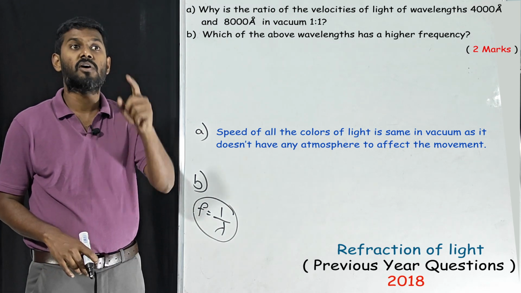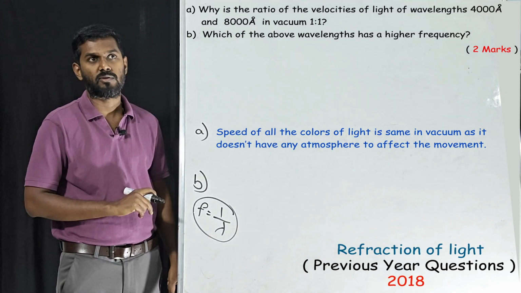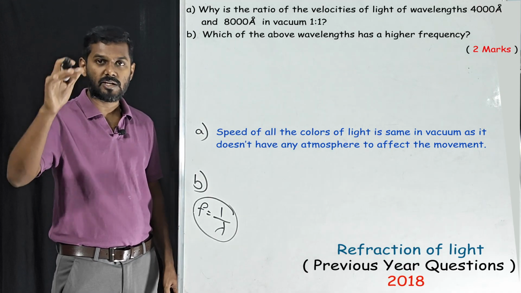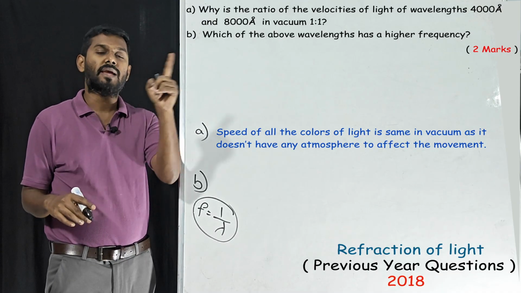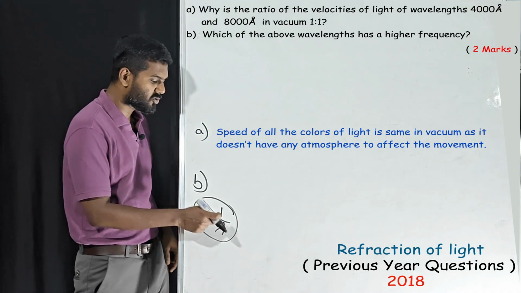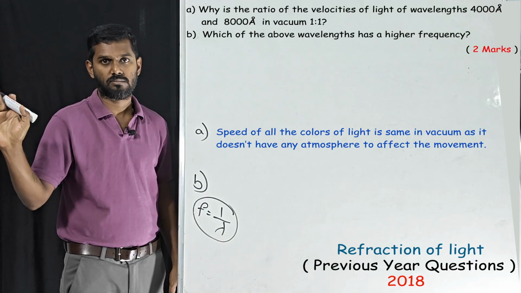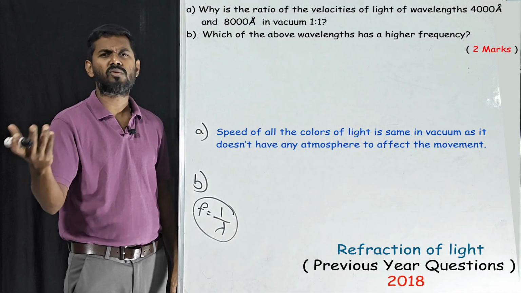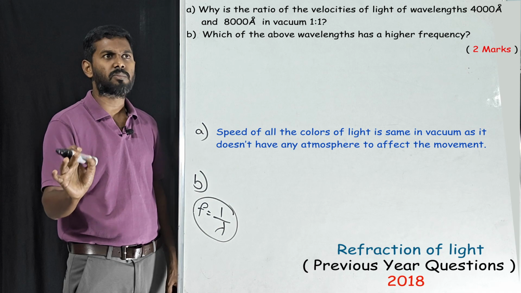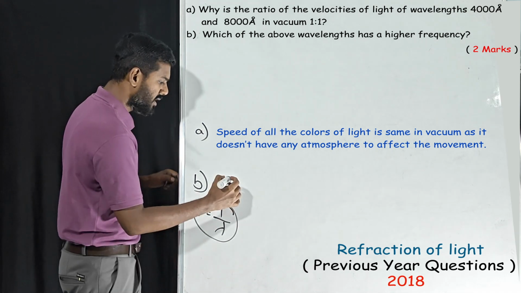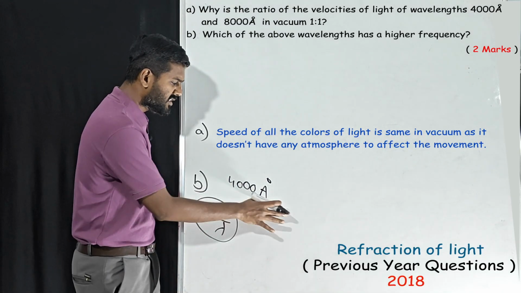But in the question they are asking for higher frequency. For a higher frequency, it should have the minimum wavelength. So the color with minimum wavelength will have maximum frequency, because these two are inversely proportional. In this question they are not asking for the reason, so don't write one. If they are asking for the reason, you write the reason. If they are not asking for the reason, the question is very simple. Which of the above wavelengths has a higher frequency? The answer is 4000 angstrom light. That's it. So this is the answer.